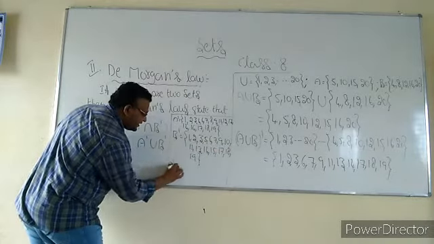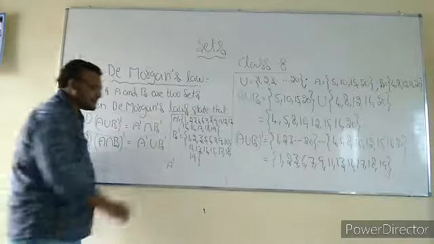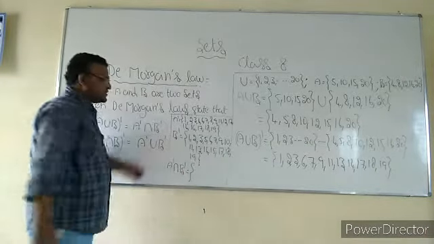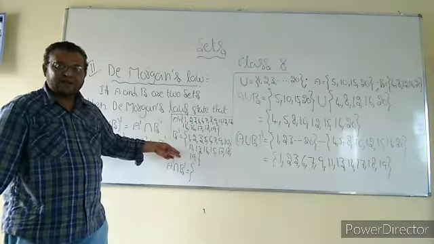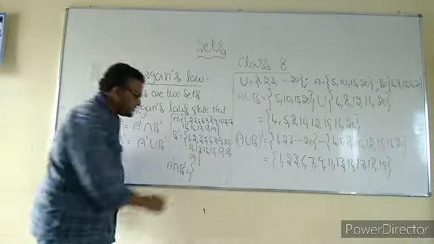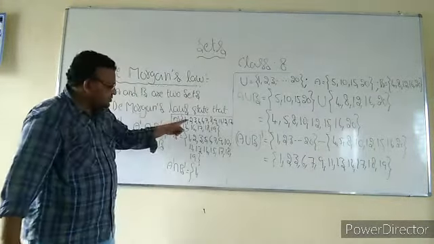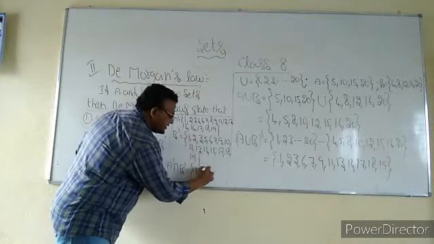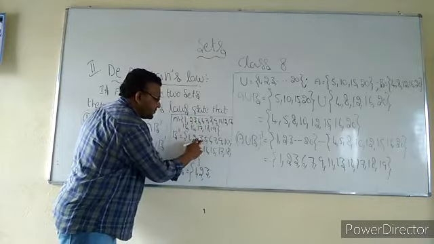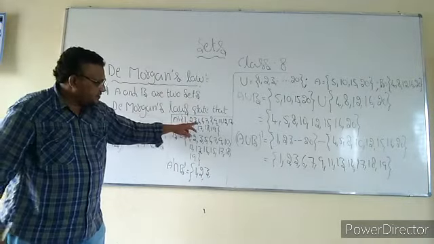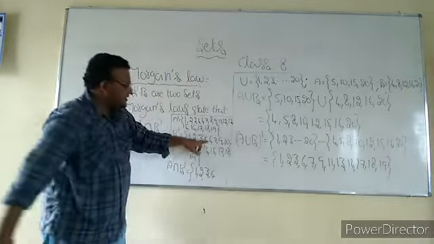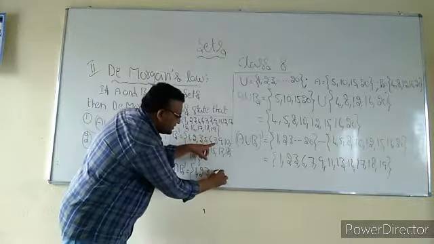Now A dash intersection B dash. Common elements in these two. So 1, yes, write down 1 is a common element. Next 2, yes, here also, write down 2. Next 3, here also, 3 write down. Next 4, not there, leave it. Next 6, yes, here also 6 is there, write down. Next 7, here also commonly.